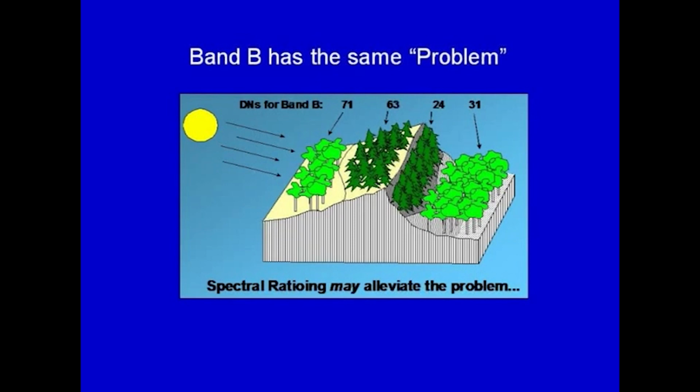When we look at the same phenomena in the second band, again we find the same type of phenomena exist, that is, in the shadow portion the value of the same ground cover decreases significantly, which means that due to the topography there has been an effect on the brightness values of the same ground cover.